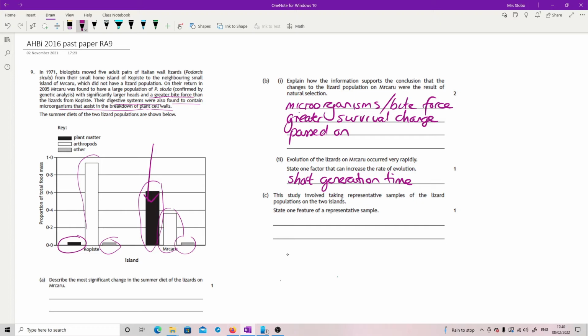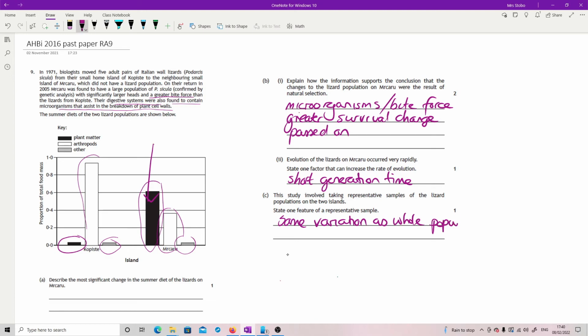Okay, the study involved taking representative samples of the lizard populations on the two islands. State one feature of a representative sample. So this is a straight key point out of your organisms and evolution section and field stuff. Okay, so basically we're looking for something which has the same variation as the whole population.